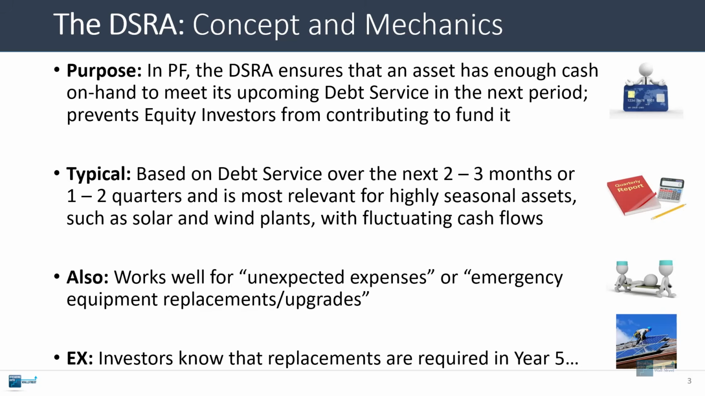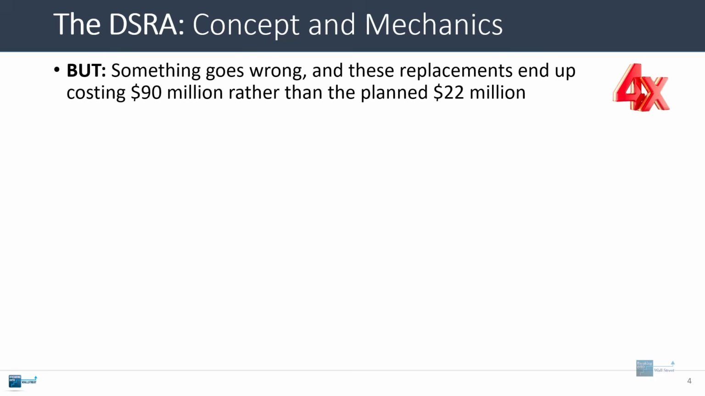For example, let's say that investors know that replacements are required on a solar plant in year 5. And let's say that initially they think that these replacements are going to cost about 22 million, but something goes wrong and they end up costing 90 million. So let's go into Excel and just take a quick look at this.